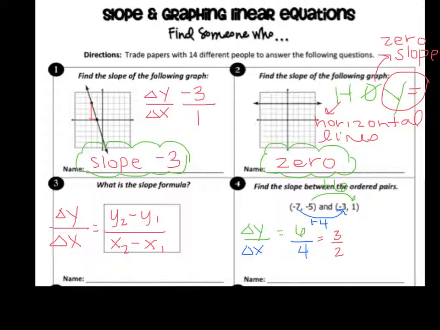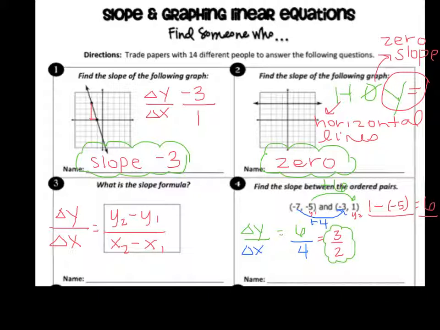Now, if you're struggling trying to figure out, well, I don't really know how to go from -5 to 1, that's when the subtraction comes in. Okay? So I'm going to use this formula right here and show you the same math. So if I do 1 minus -5, that's y2, because this would be my second y, minus y1. So if I subtract 1 minus -5, I get 6.